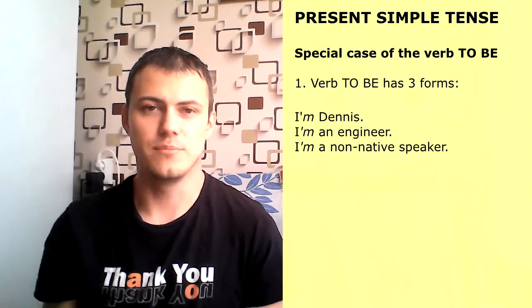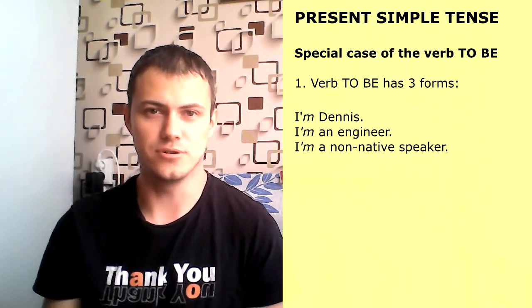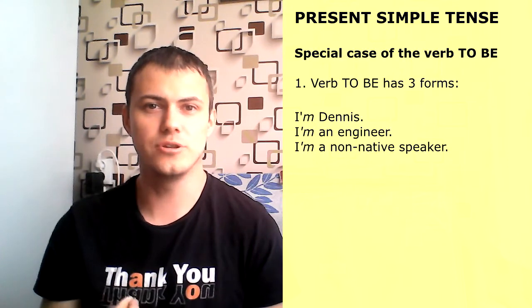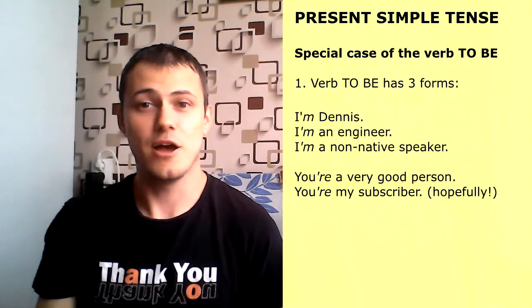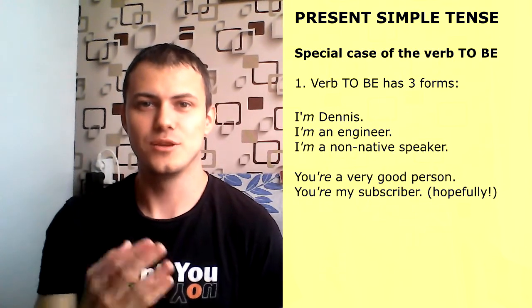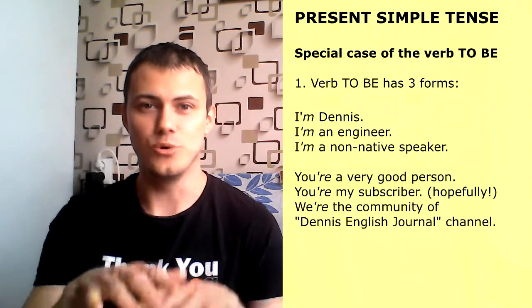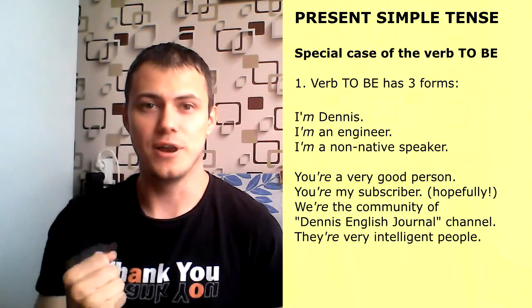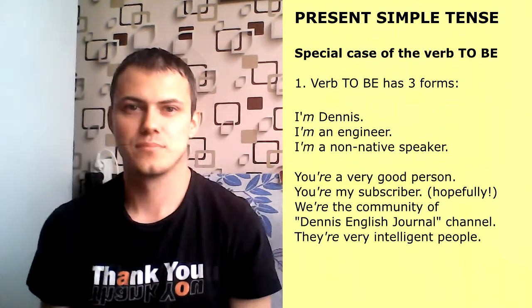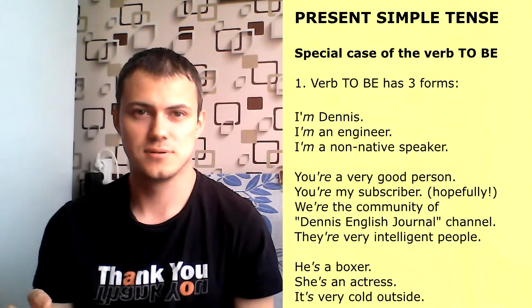For example, I'm Dennis. I'm an engineer. I'm a non-native English speaker. You are a very good person. You are my subscriber. Hopefully, we are the community of Danish English Journal. They are very intelligent people. He's a boxer. She's an actress.